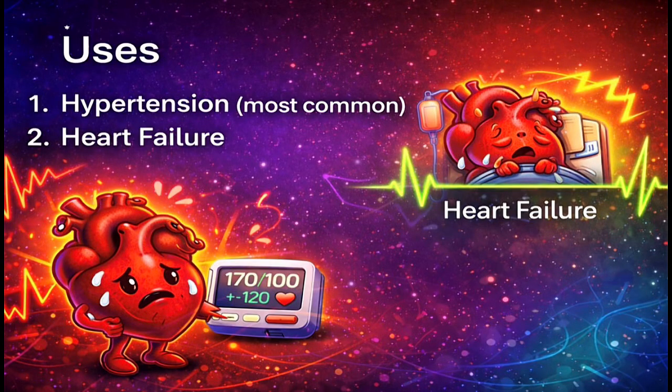So what are the major uses for ACE inhibitors? The first major use, and the most common one, is hypertension. When the heart is beating too fast, ACE inhibitors will slow it down. The second major use is heart failure, because ACE inhibitors decrease fluid retention, which reduces the workload on the heart.